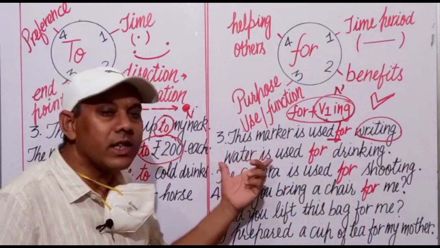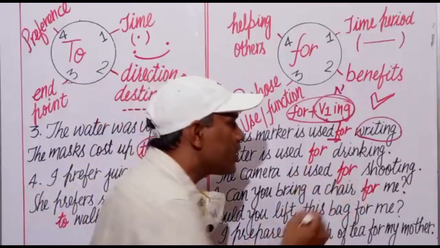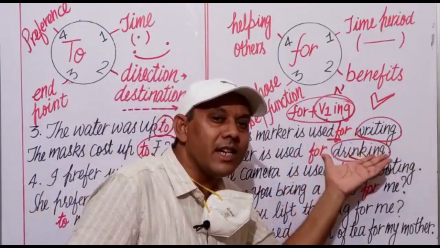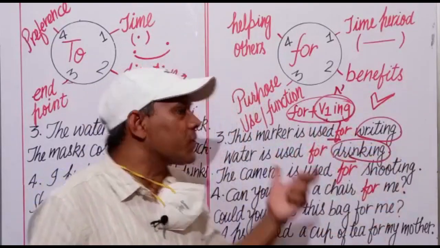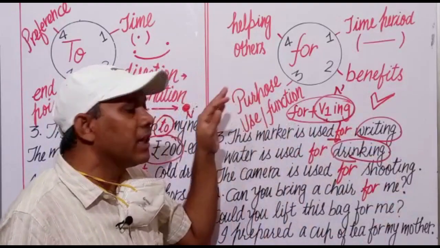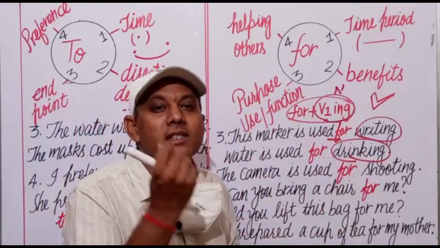Next, water is used for? Water is used for drinking. These, writing and drinking, are the purpose of something. So we use for in case of purpose, use or function of something.